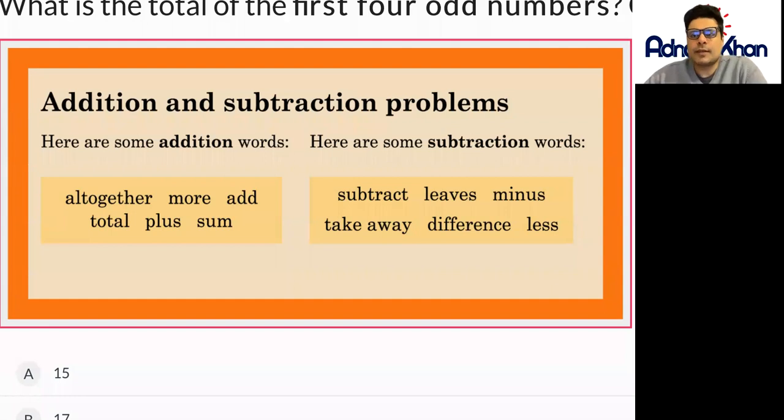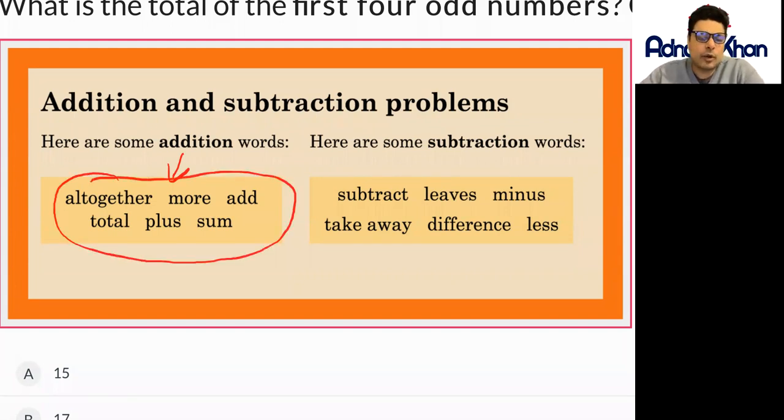So here are some addition words. Addition words mean altogether, more, add, total, plus, and sum. Whenever you see a question that involves adding, you may have one of these keywords in there, and it gives you a hint. So if you total up all together, that means you count everything up, you're adding.